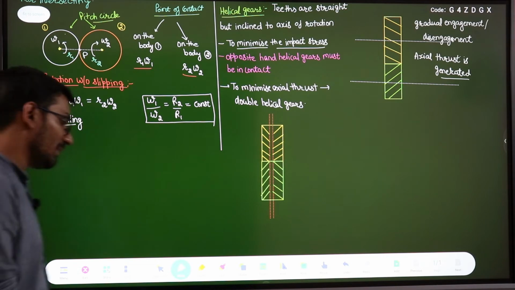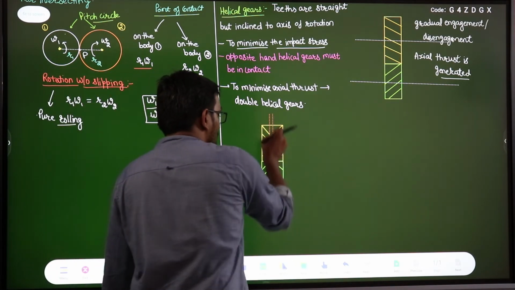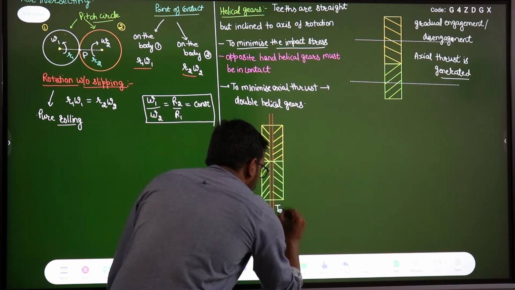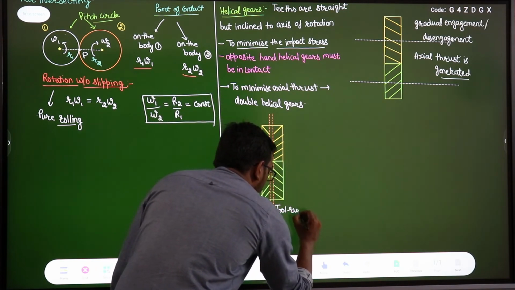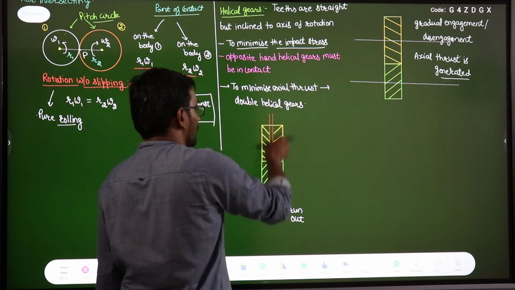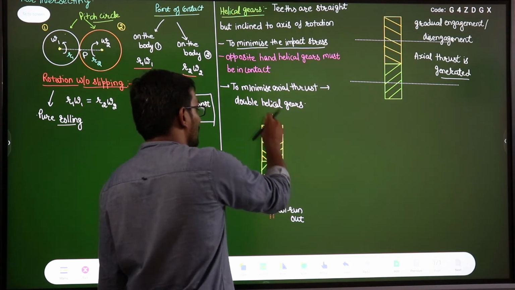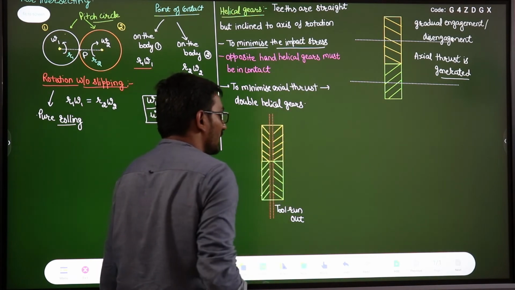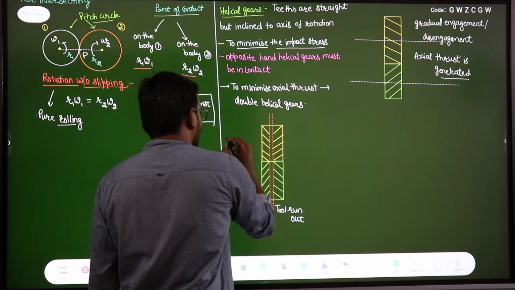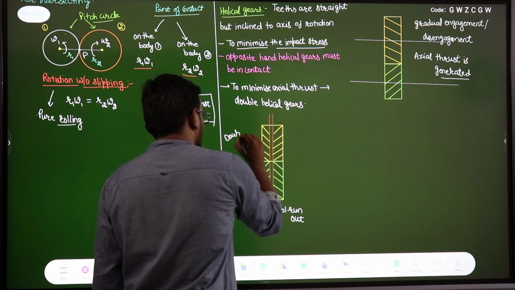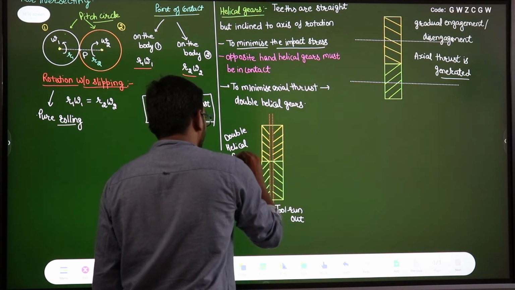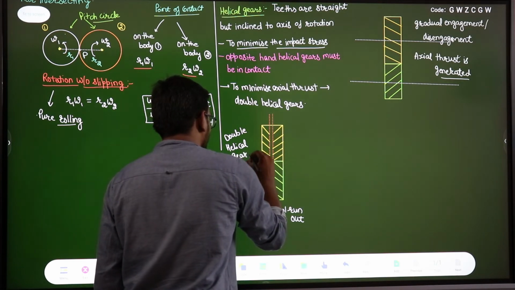So this is your double helical gear, and this space is known as tool run out. This is the passage so that your cutting tool will move. The cutting tool will move in this direction so that it will be able to cut the profile of the teeth. So this is your double helical gear. On the same gear we have both right hand helix and left hand helix.